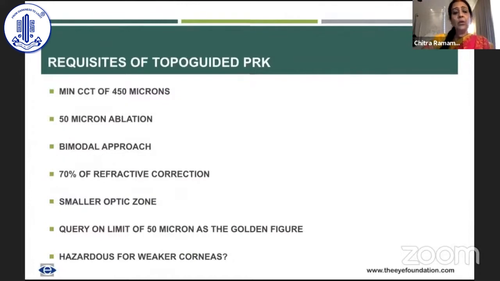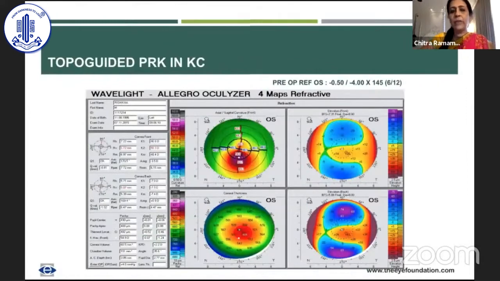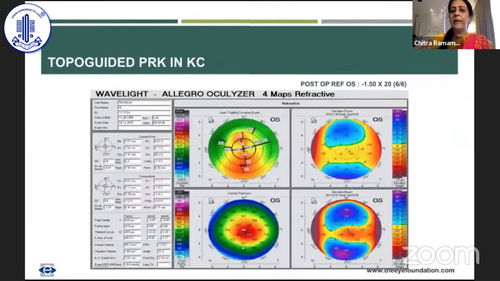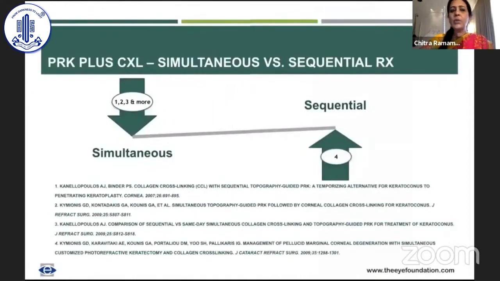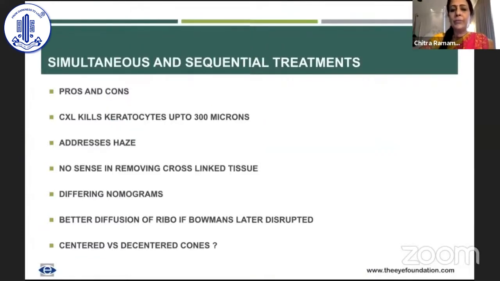But then, could you use a smaller optic zone, or would you really hold on to the golden figure of exactly ablating 50 micron, or could you go on to 60? Was it not hazardous to a little weaker cornea? Were queries which remained buried at this point of time. Although, taking this example with a significant keratoconus as this, with topo-guided PRK, the patient's visual acuity actually improved to 6/6. The next query which came up was, would you do it simultaneously or sequentially?